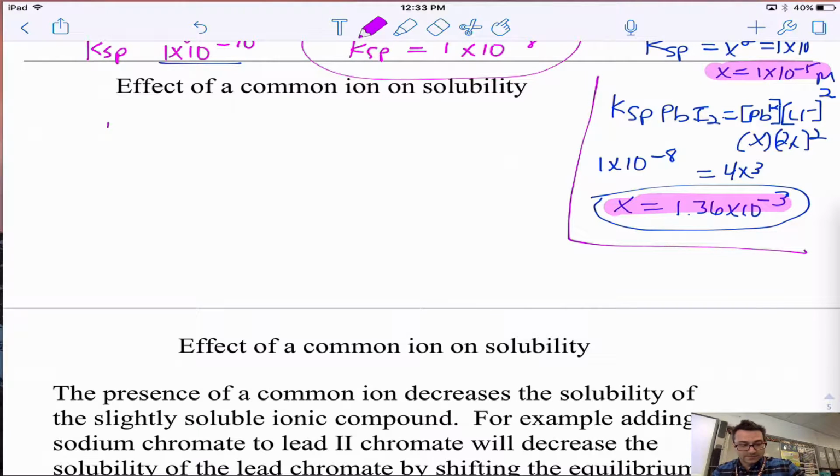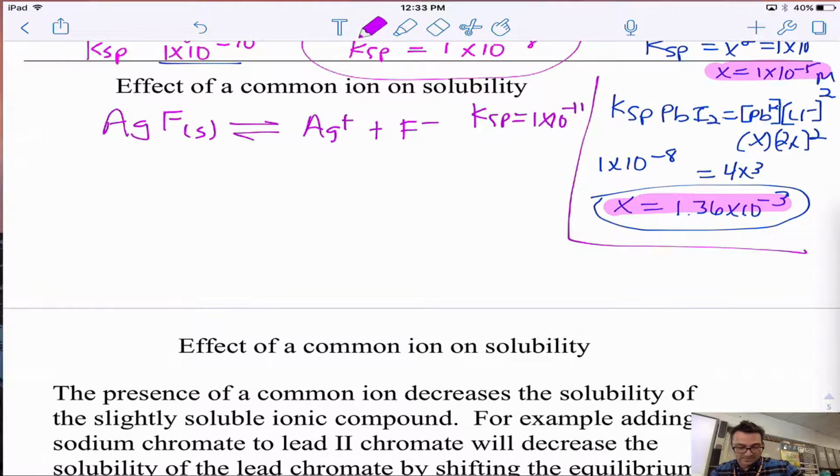So let's take, for example, if we were to have AgF and we were to dissolve this in water and have Ag plus and F minus. And let's say that I gave you a Ksp for this, and my Ksp for this would be maybe just an easy number, 1 times 10 to the negative 10th. So now we have a Ksp for this.